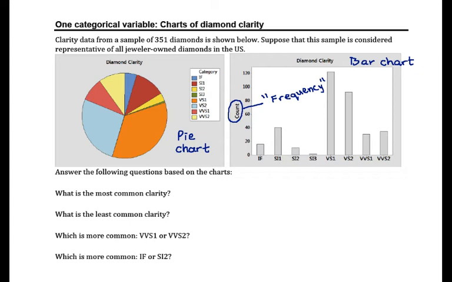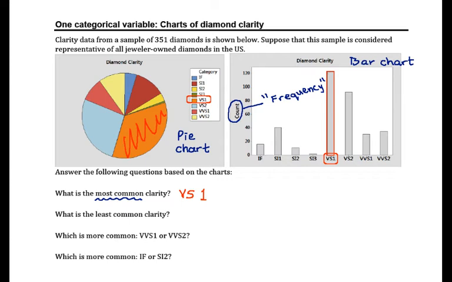So based on these graphs, which is the most common clarity is our first question. That's the one that has the most in it. This is our tallest bar. Or if we are looking at our pie chart, we can see that this orange region looks like it's the biggest, and our orange is VS1. That bar is also VS1, so it looks like VS1 is how we would answer this. The bar chart was probably slightly easier to read, because we can really let that tallest bar stand out, but the pie chart was not very difficult.